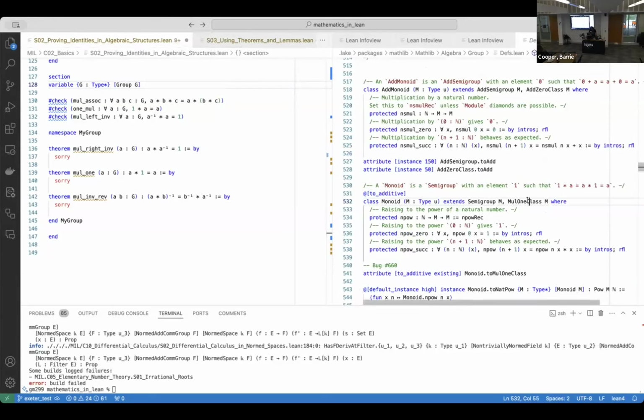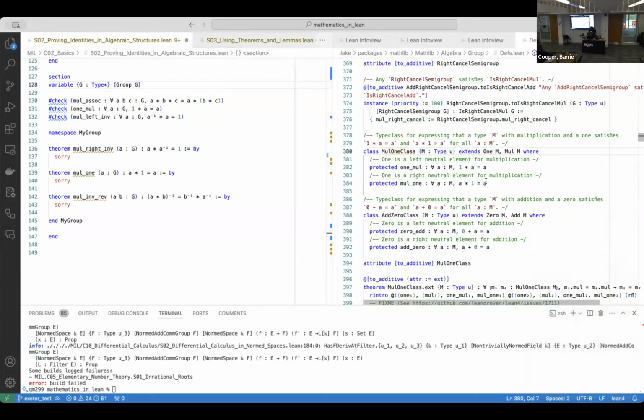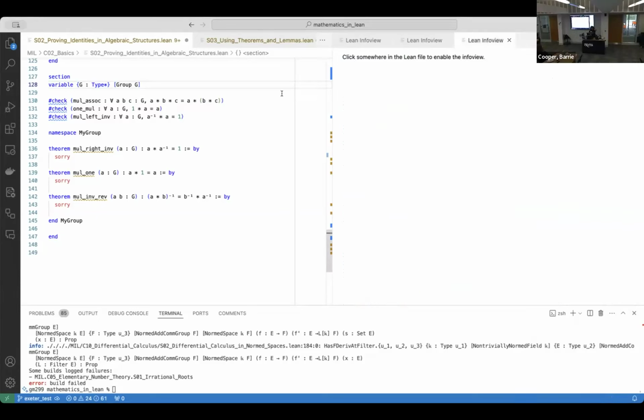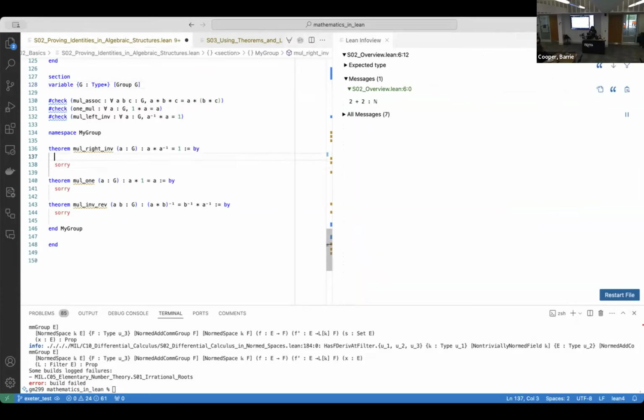Then we've got the Mul1 class. The Mul1 class gives us this, the one. Okay, protected can be proven, I see it. There's a proof attached. So we've begun to see how one defines mathematical objects in Lean. Usually you build it up from very basic objects. But anyway, using these three properties of a group, let's try proving this.